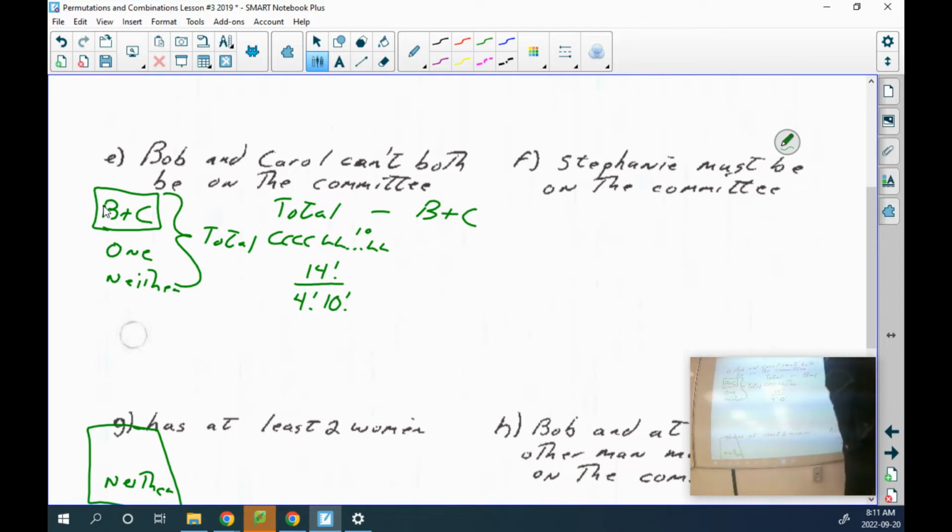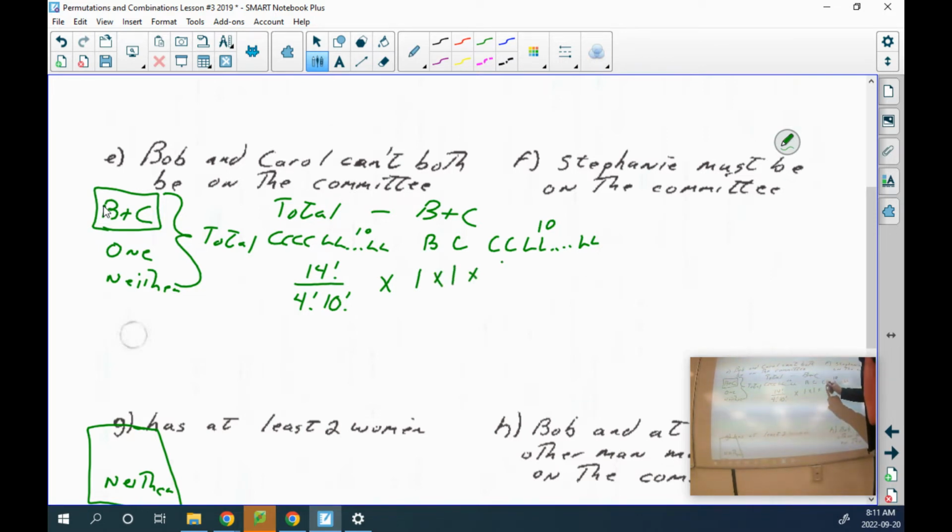Now for Bob and Carol, there's Bob, there's Carol. That means there are 2 people left on the committee that aren't Bob or Carol and 10 not. So there's one way to put Bob on the committee, one way to put Carol on the committee. We have 12 objects left, 12 letters in this word to arrange. 2 people on the committee, 10 people not on the committee.